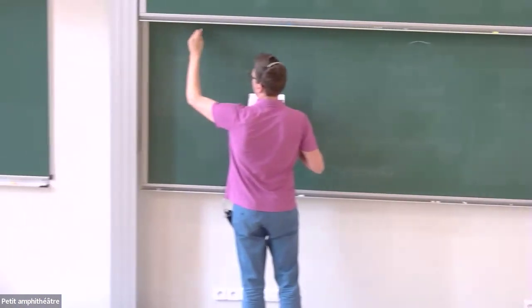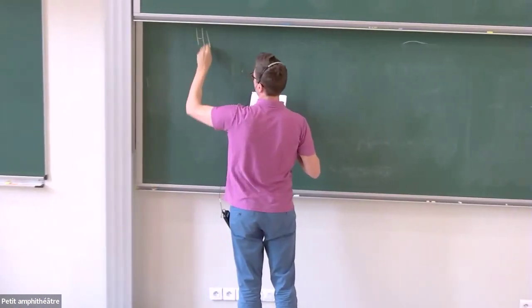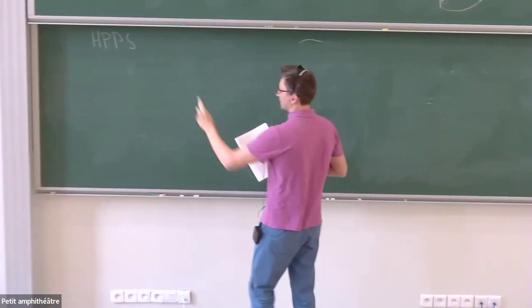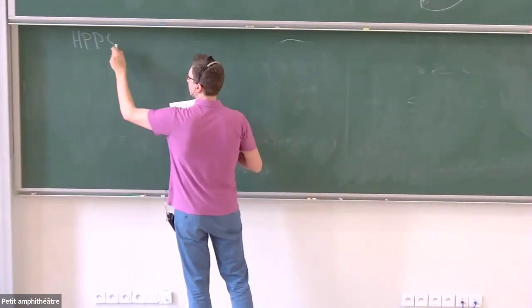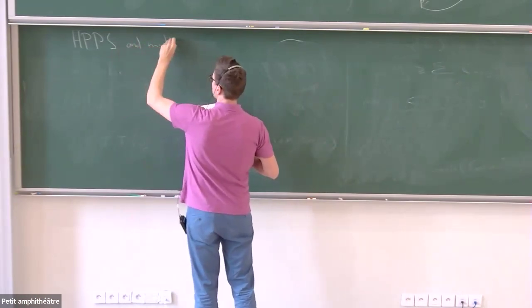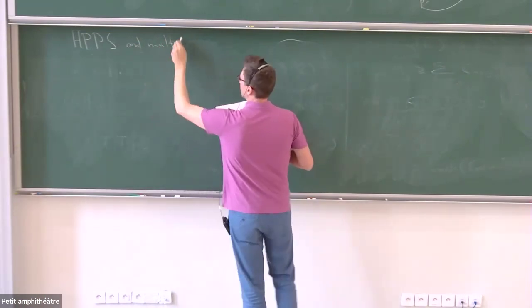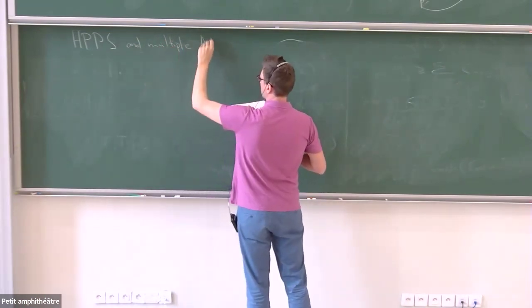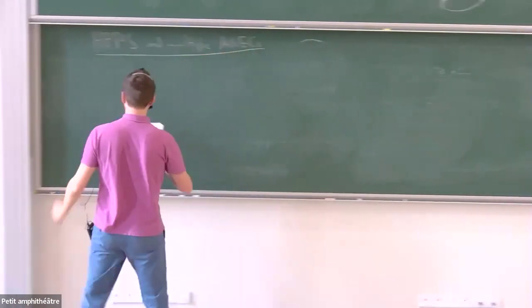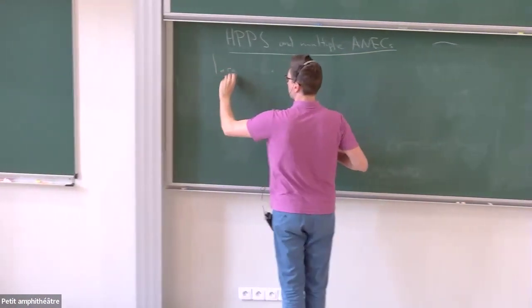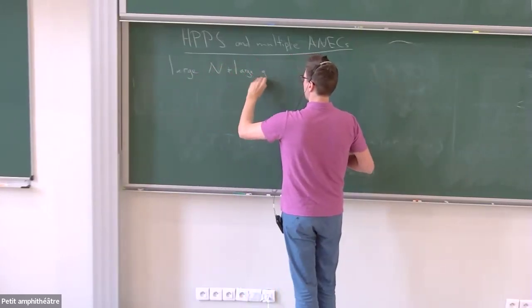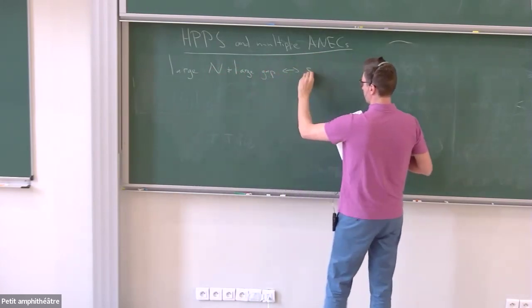So I just want to make a little comment. One of the often quoted statements in the subject is HPPS. It refers to the work by Heemskerk, Penedones, Polchinski, and Sully, which says that if you have large N plus large gap, you have semi-classical gravity.